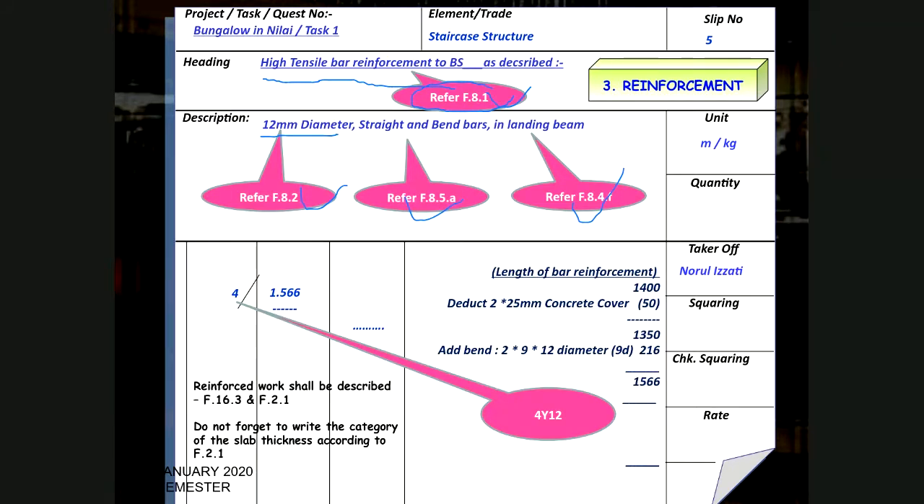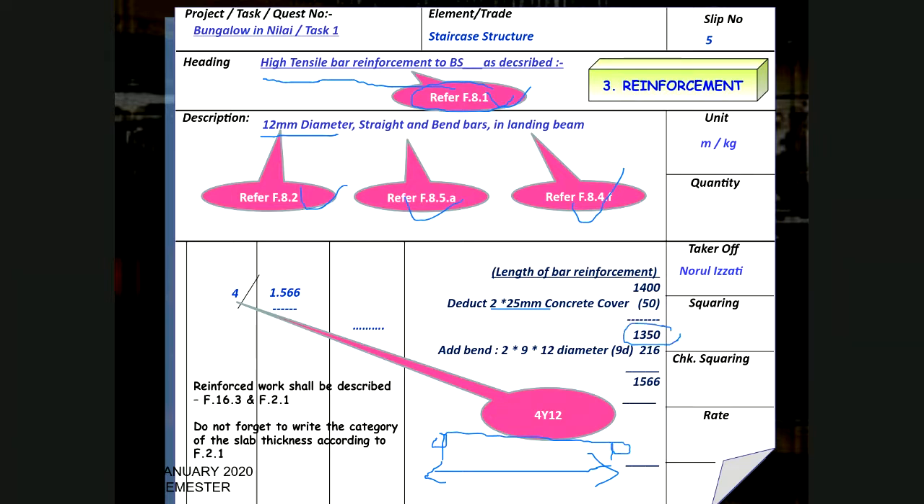How do you want to measure? This is only one example, where the bar reinforcement of the beam is like this. Let's say you are given that the length is 1.4, and the concrete cover is given as 25 mm. So you have to deduct 2 times 25 mm, and you get 1350.